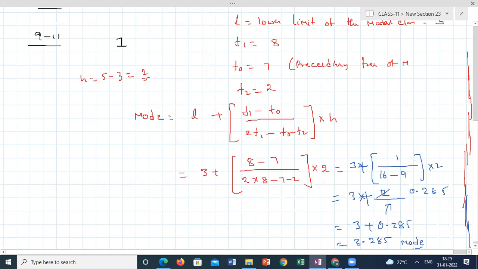Is it clear? So remembering the formula and identifying the correct parameters is the key for this question. Hope you are clear what I'm saying. Students, hope you are clear what I'm saying.